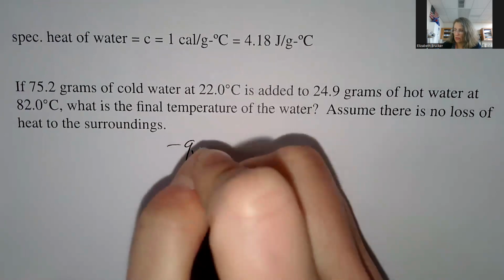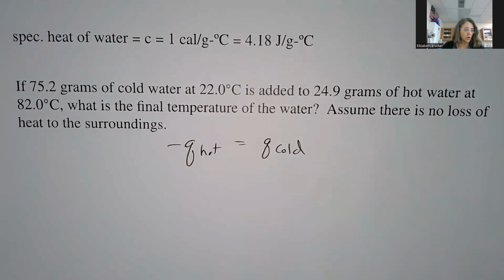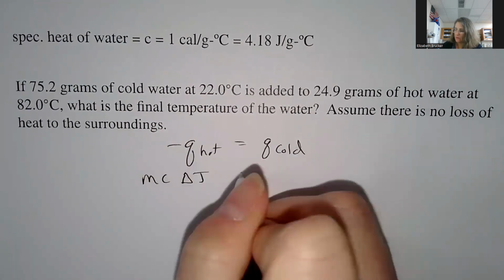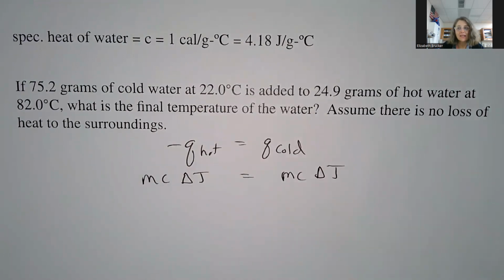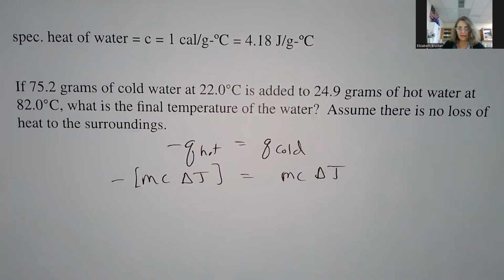Okay, so Q is equal to Q. Okay, hot equal to cold. So we are going to be using mcΔT for our calculation because we must always calculate heat. Temperature we can measure, but we are always calculating heat. All right, so this side of the calculation is going to be negative.